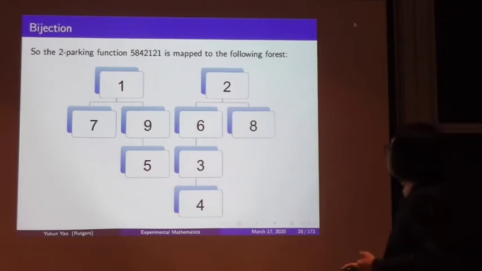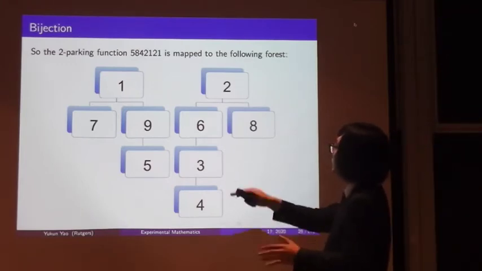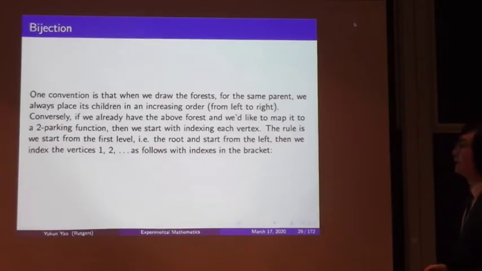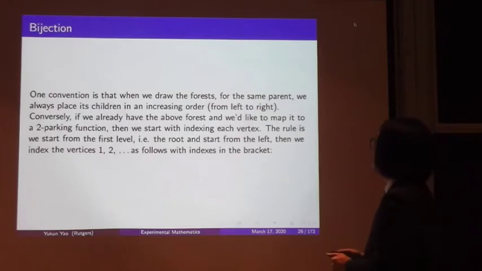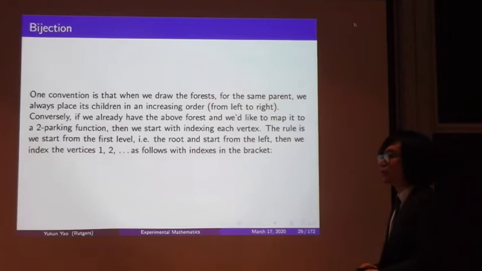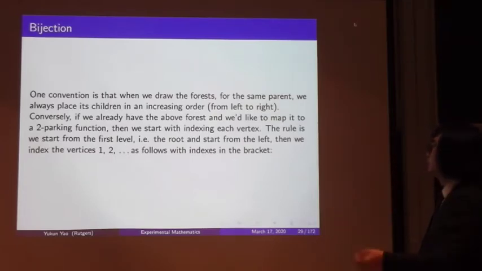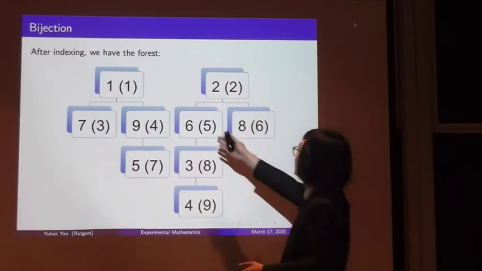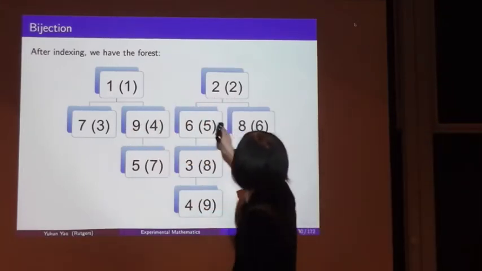So what we want to do is map this forest back to this two parking function. Here we need a convention. When we draw the forest, for the same parent, we always place its children in an increasing order from left to right. And we want to index each vertex. So the rule is we start from the first level, which is a root, and then also start from left to right. So we have this indexing just from the top left: 1, 2, 3, 4, 5, 6.